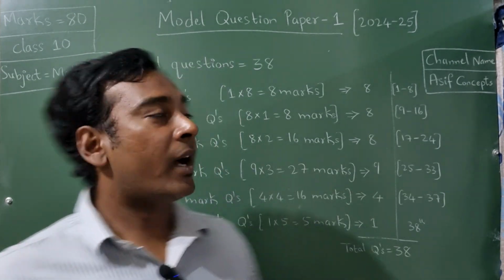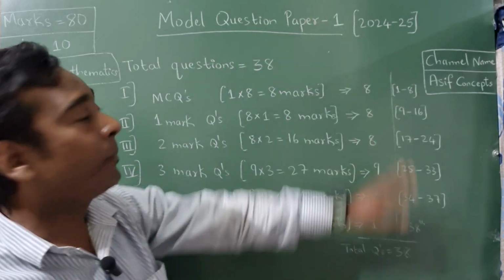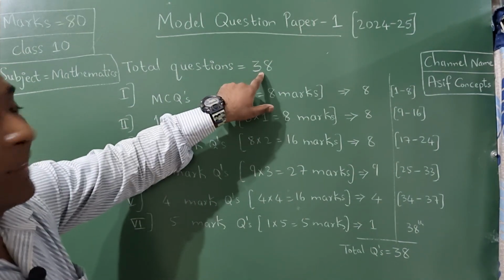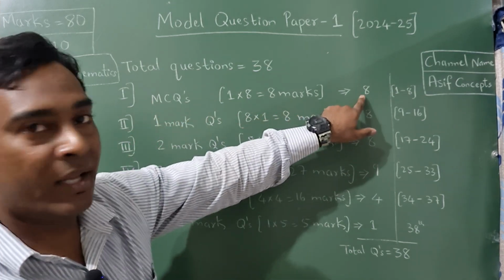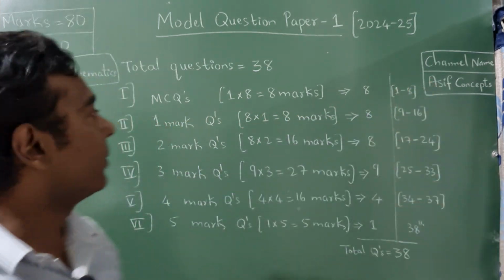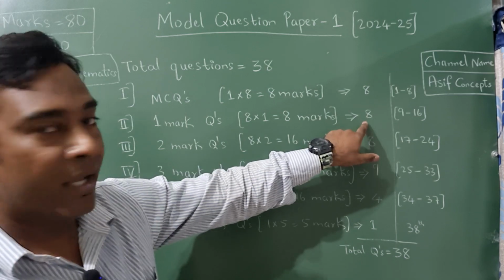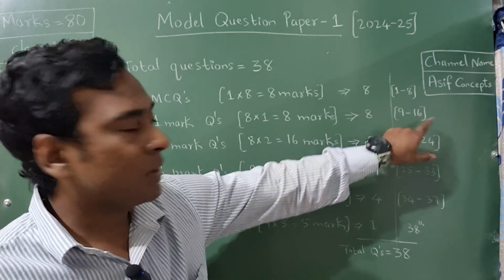Hello everyone, today I am going to solve model question paper 1. There will be 38 questions in total. There will be 8 multiple choice questions, from question 1 to 8. There will be 8 one-mark questions, starting from 9 to 16.